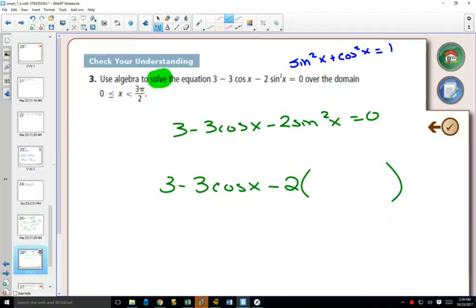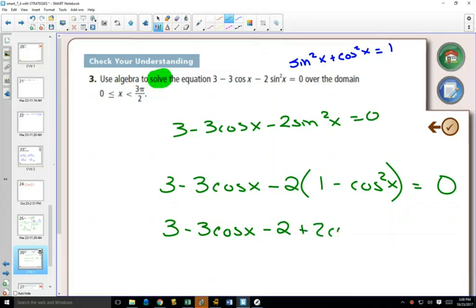But instead of sine squared, I'm going to write 1 minus cos squared. Then I only have cos instead of cos and sine. And what kind of equation is this? If I distribute that -2, it is a quadratic equation. How do I solve quadratic equations? Just factor it. You have to factor. It's probably easiest to factor if this is first. I need to combine like terms, so I still have minus 3 cos x. 3 minus 2 would be plus 1.